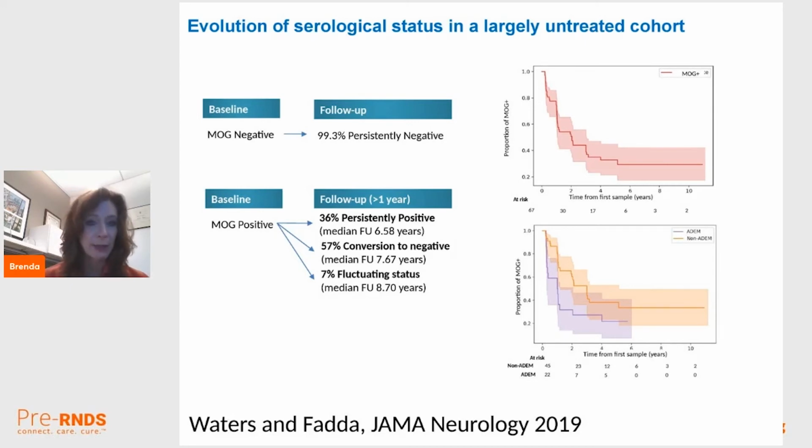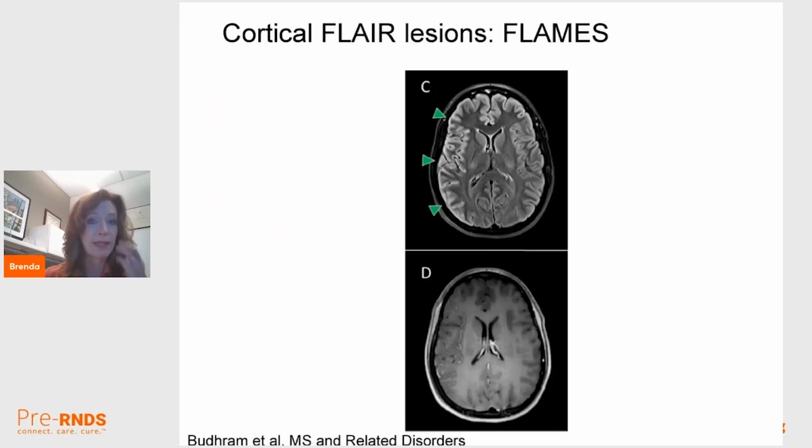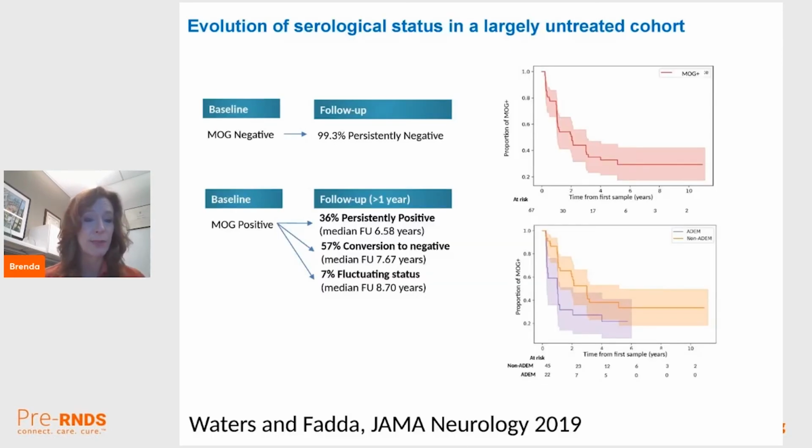And in purple is the ADEM group. So here you can see patients with ADEM and the likelihood that they've become MOG negative. And you can see that very rapidly, patients with ADEM-associated MOG IgG antibodies become MOG negative, with over 80% being negative around 2 years from their first event. So MOG antibodies are common in children with ADEM, but they disappear relatively quickly over time.